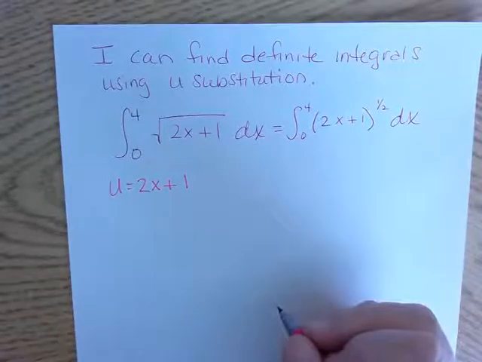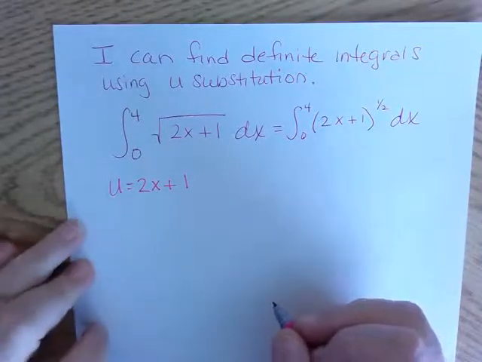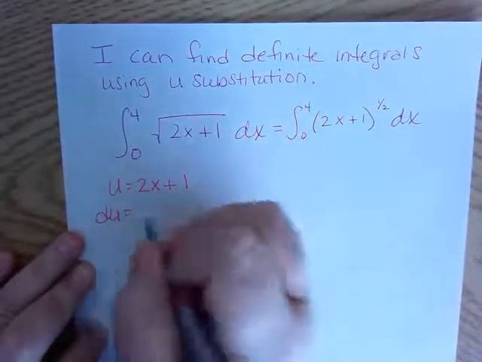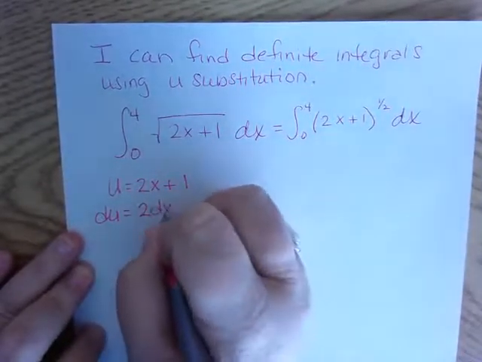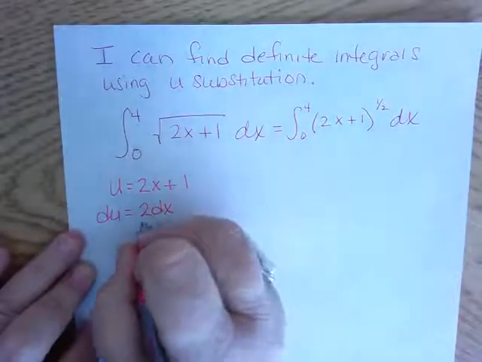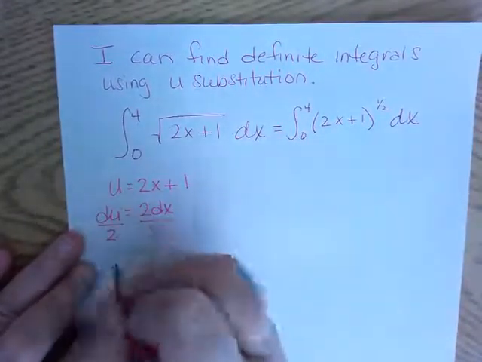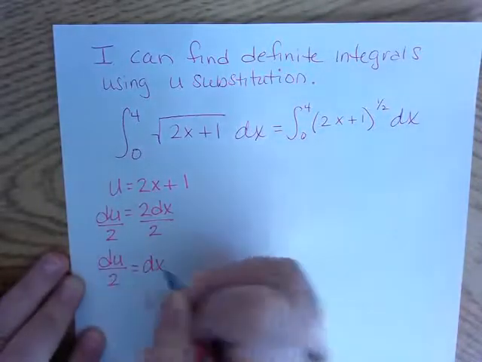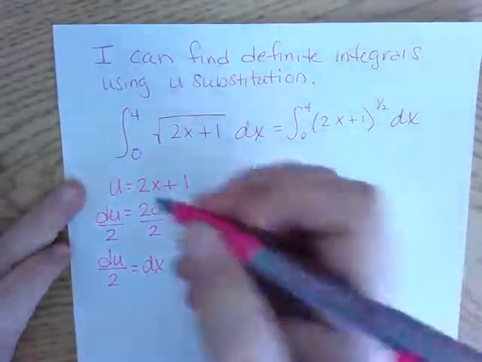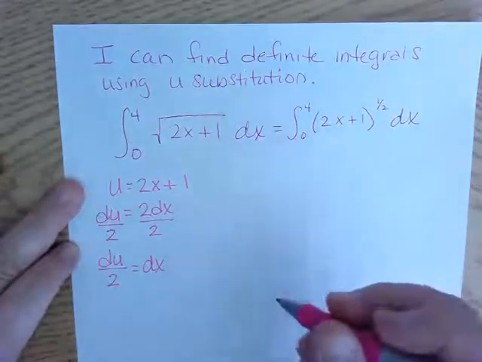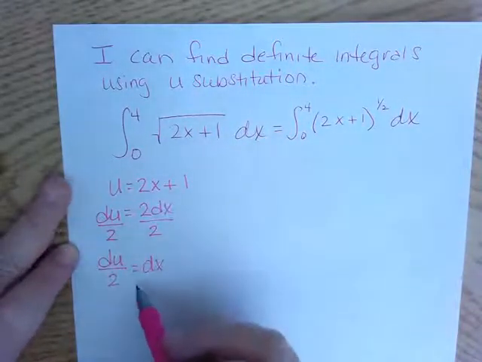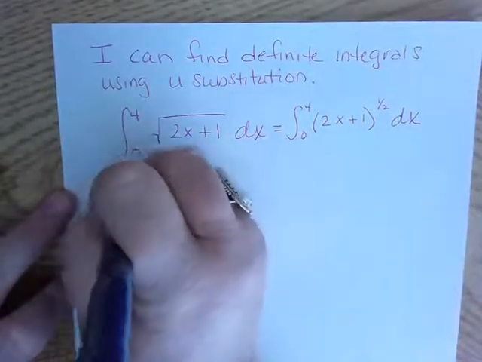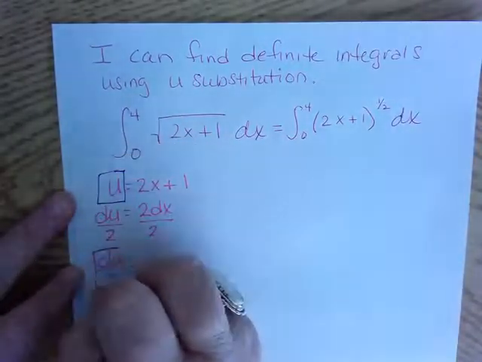Just like I did previously, I need to take the derivative of my u, so du equals 2 dx, and I solve for dx, dividing by 2 on both sides. du over 2 equals dx. So I have the u that I can substitute for 2x plus 1, and I have du that I can substitute for dx, but I also have an interval this time.